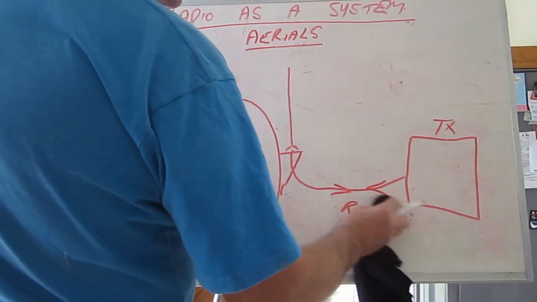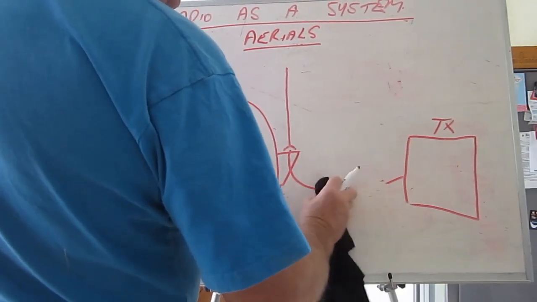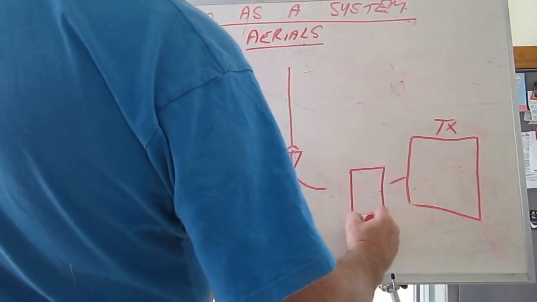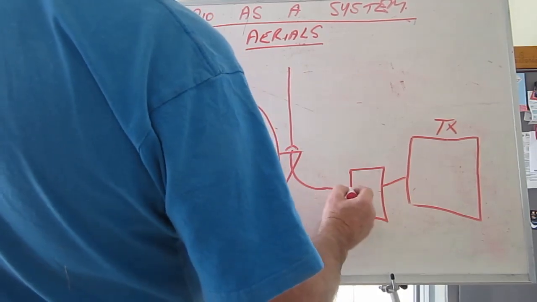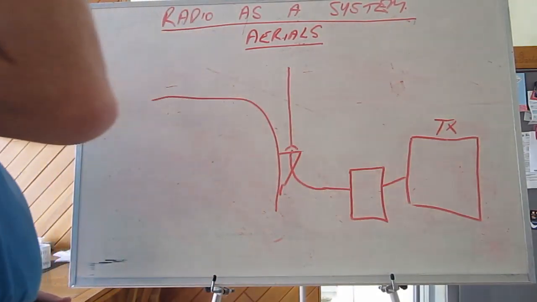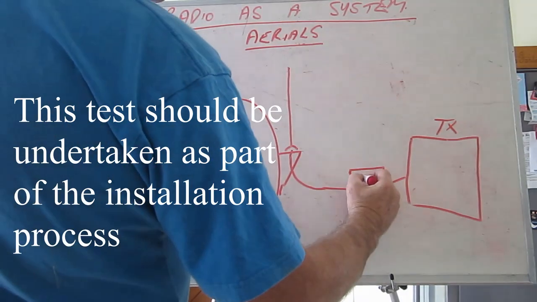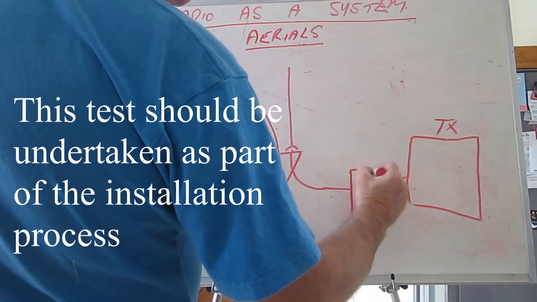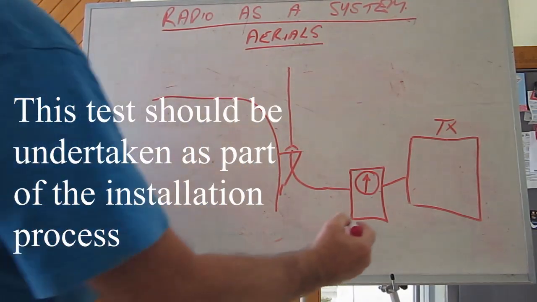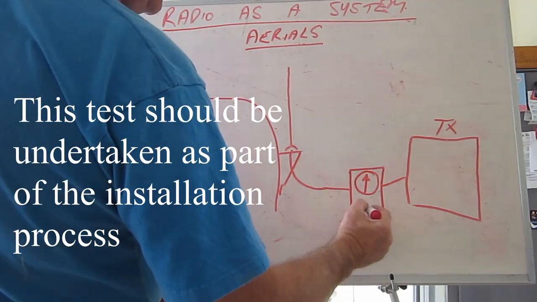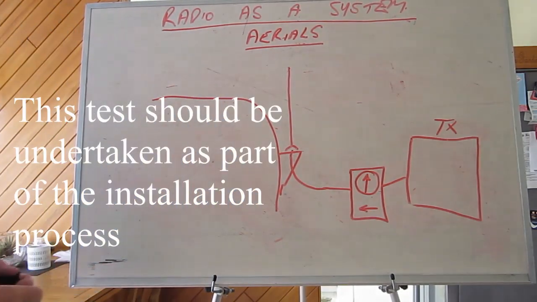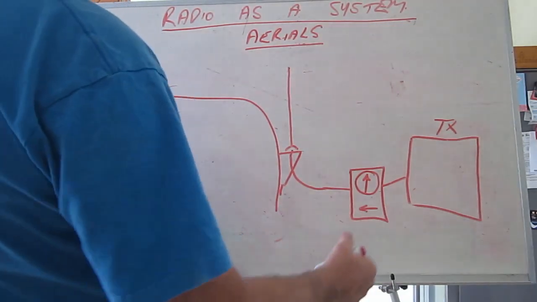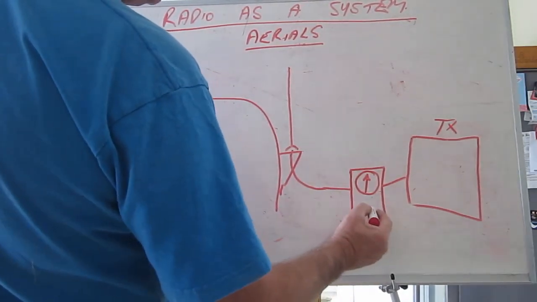Essentially what we're going to do is put in here a meter. This meter is going to fit in line between the transmitter and the aerial. The meter will have some sort of indication on it, and it will have a method to determine the direction that you're measuring your power in, whether it be forward like that or reverse like that.